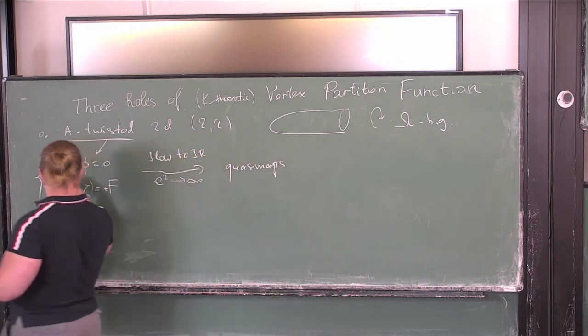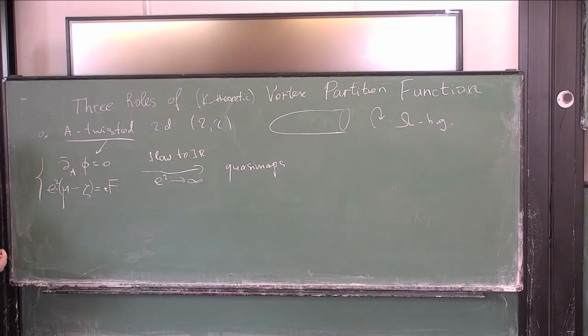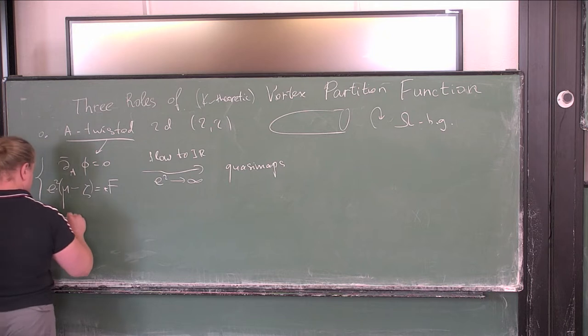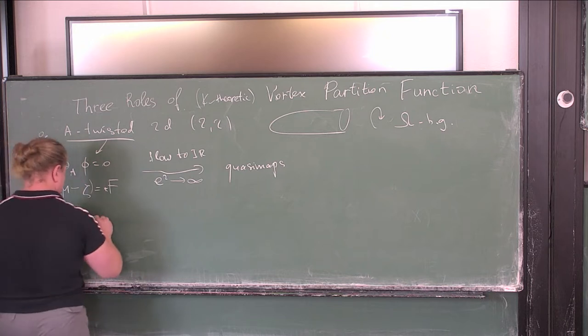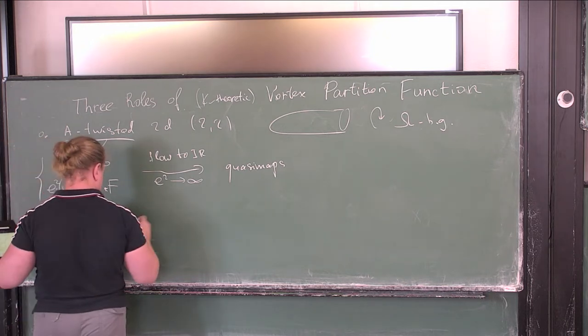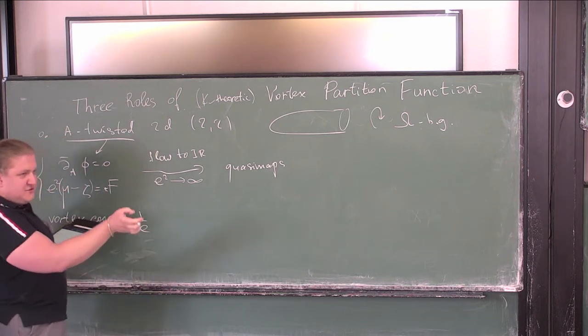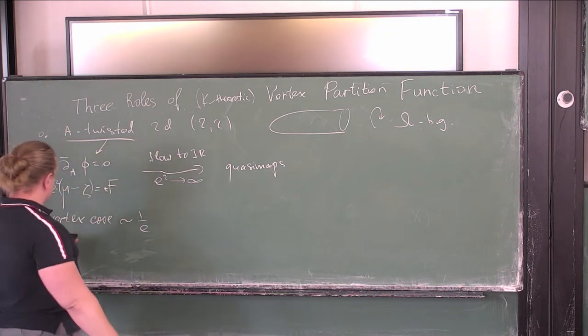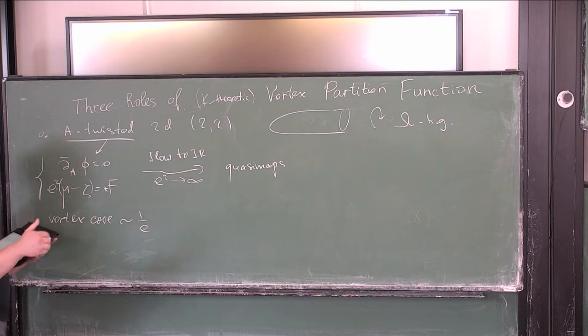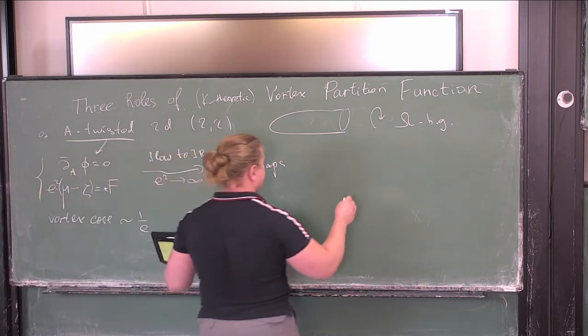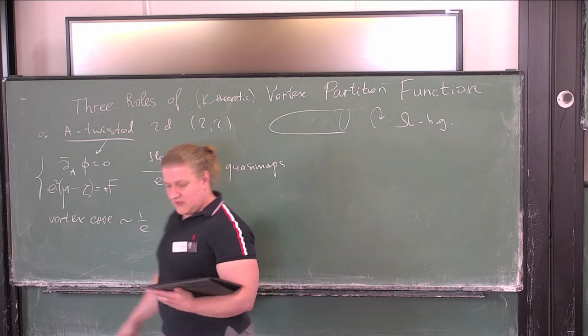Namely, the typical solutions of these equations, the vortices, have a size of order 1 over e, so the core of the vortex is of size order 1 over e, and as you send e to infinity, these solutions shrink to points, and what you get is solutions that are holomorphic almost everywhere except at a collection of points.